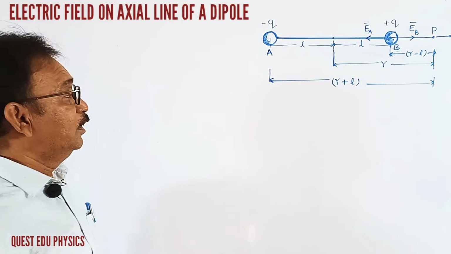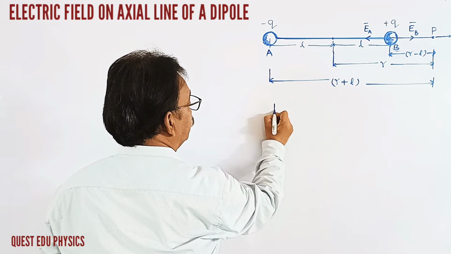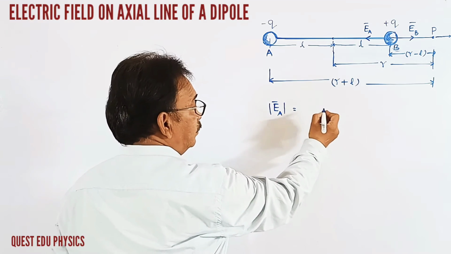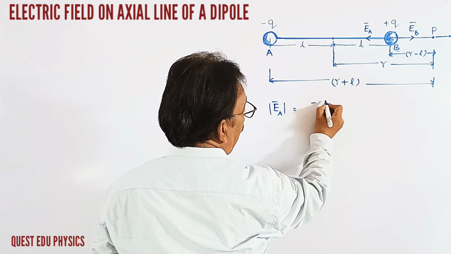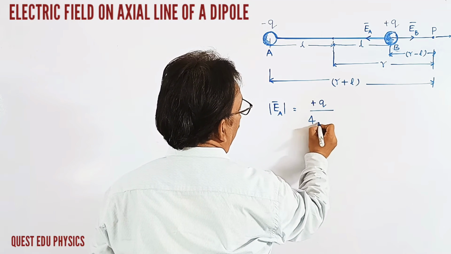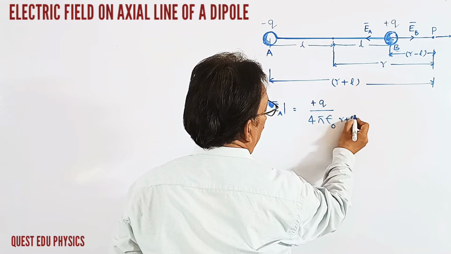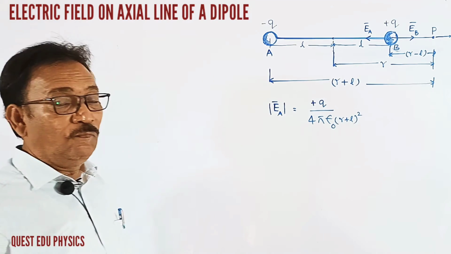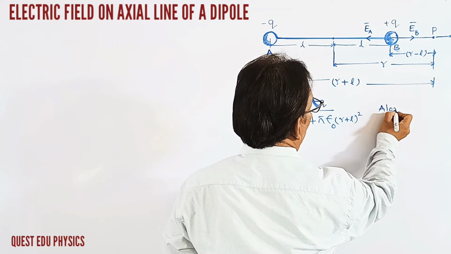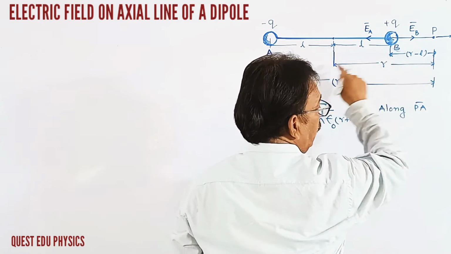Okay, students. Then we are finding the magnitude of the electric field intensity due to charge 1, EA bar, can be had as, this is a charge, I'm taking the magnitude, plus Q by 4 pi epsilon naught, and the distance is R plus L whole square. Okay, students, this is along PA. This one is acting along PA, students.